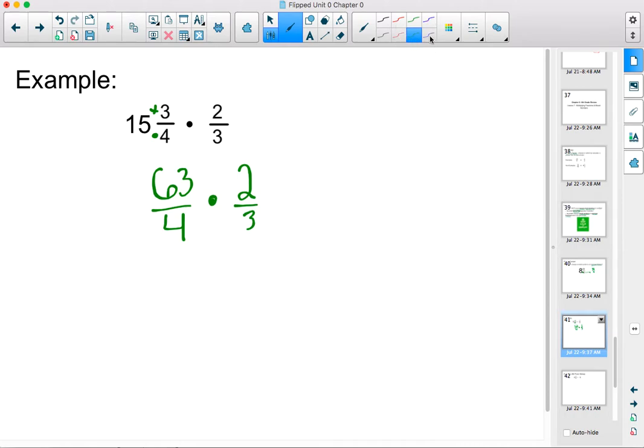And now we want to try to simplify. So simplifying means that we take a look at the diagonal here. Okay, we've got a 4 and we've got a 2. If they have a GCF greater than 1, then we want to use it and divide both numbers by it. Okay, so 4 and 2 both have factors of 2. They can both be divided by 2. So I'm going to divide a 2 out of both of them. 4 divided by 2 is 2.